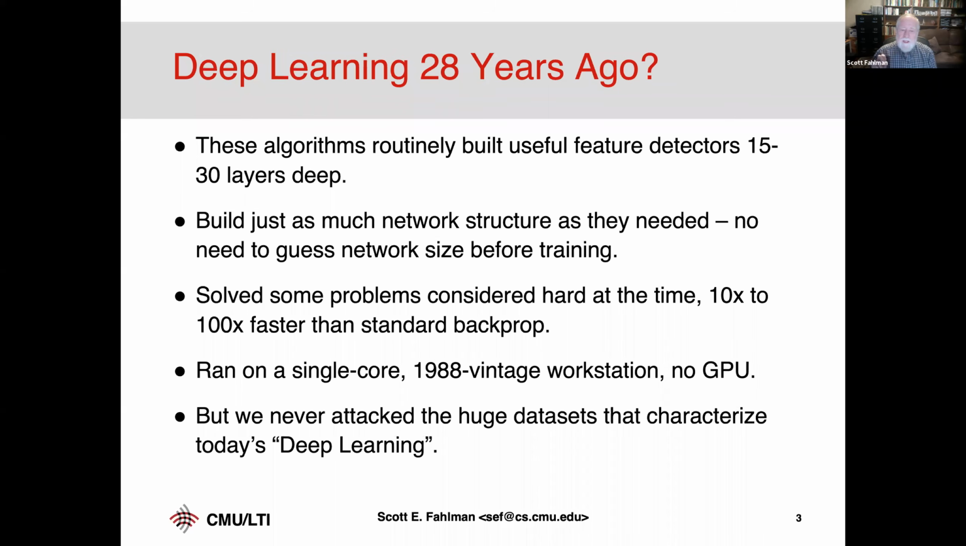They build just as much network structure as they need during training. So you don't have to guess the network size, number of layers, number of units, and so on before training. We'll be talking more about that. These algorithms solve some problems that were considered very hard at the time by the neural network community. And it solved them 10 to often 100 times faster than standard backprop. So it was a big speed up.